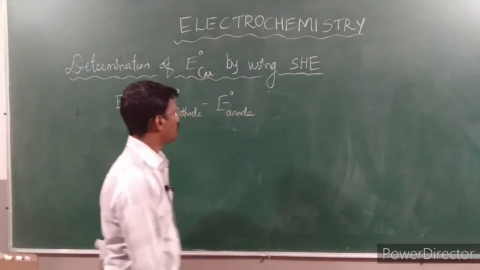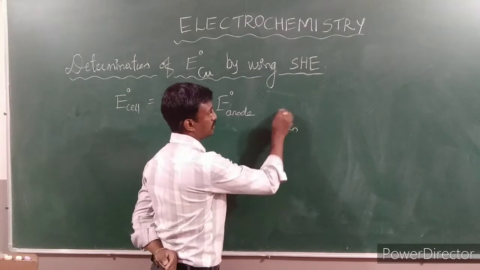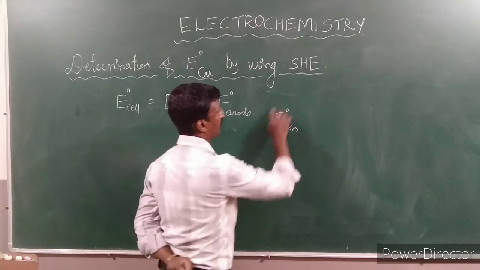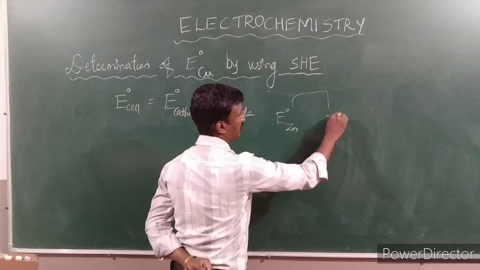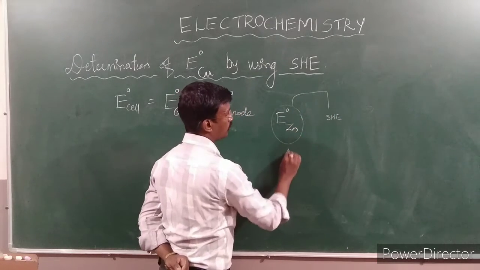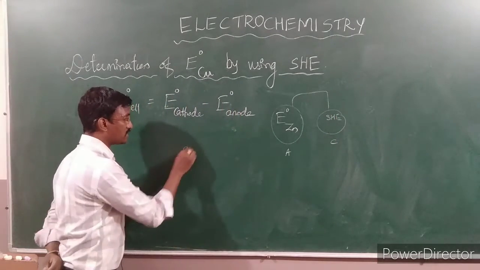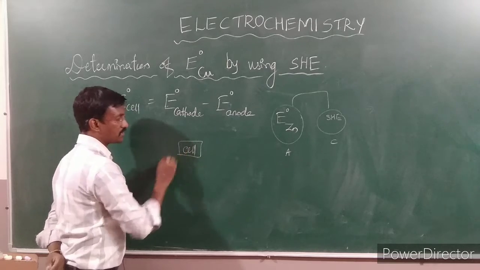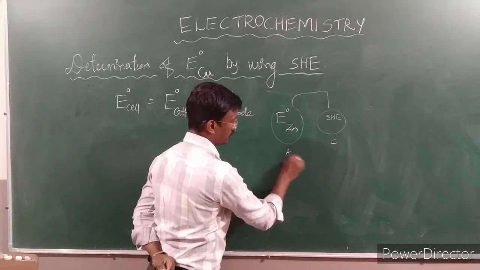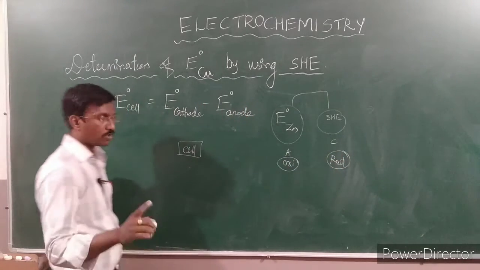The cell representation for the calculation of the standard electrode potential of zinc, which we have calculated by connecting it to the SHE. Here zinc is connected to the anode, SHE is connected to the cathode. That means we have to write the cell representation from anode to cathode, because at anode it undergoes oxidation. First we have to write the oxidation, next the reduction, isn't it? You have to remember this.